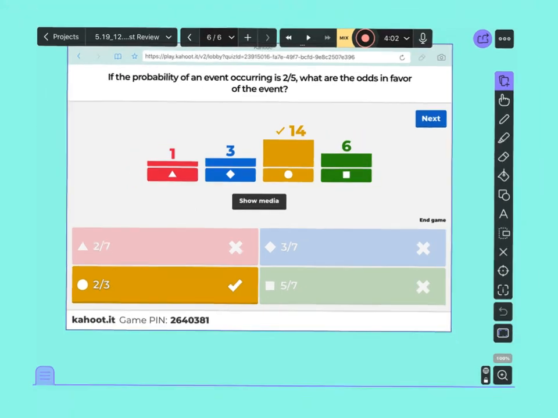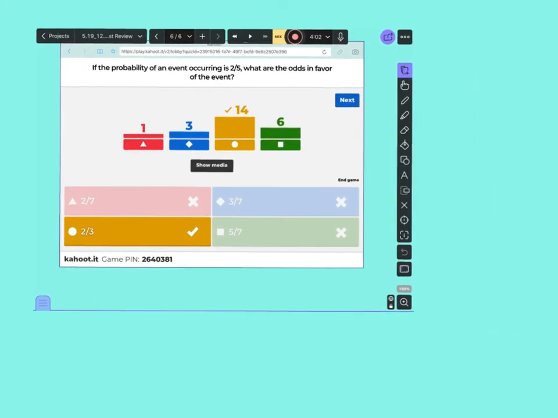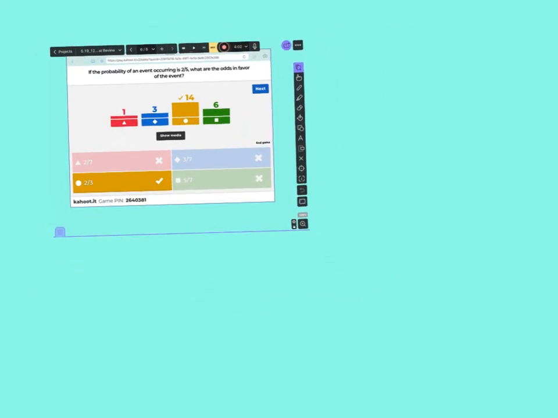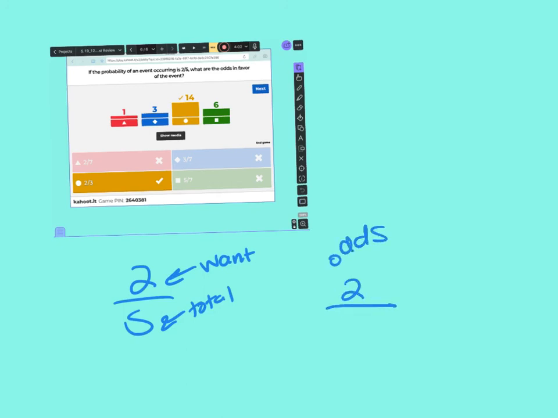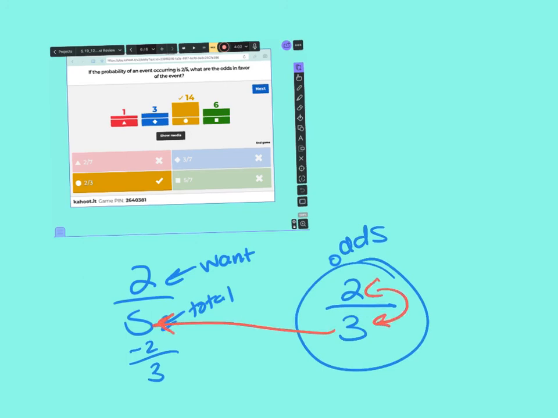All right, and then the last one. Find the probability of, if the probability of an event occurring is 2 out of 5, what are the odds in favor of the event? So if it's 2 out of 5 for probability, remember this is what you want, and this is your total. So if I want to find odds, I want to do what I want, which is 2, over how many are left besides what I want. So I do 5 minus 2, and it's 3. So the odds are 2 to 3. The sum of your odds should always add up to be the total, okay? So if you want to think about it that way.